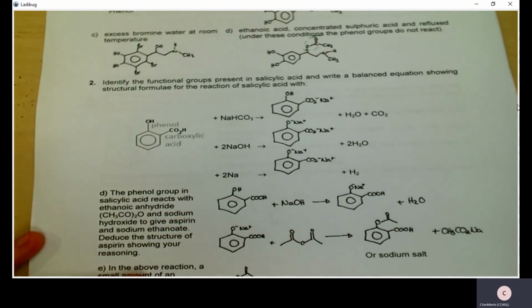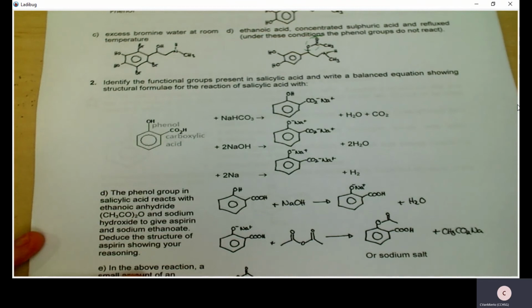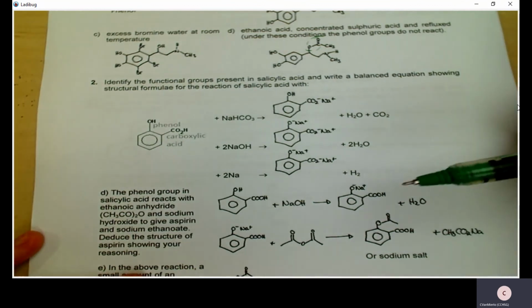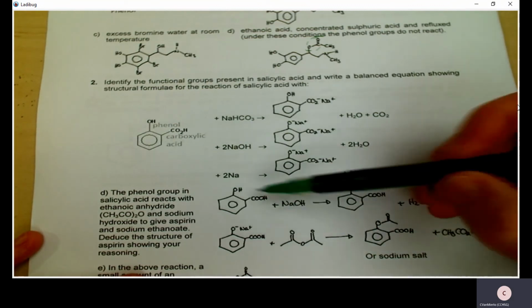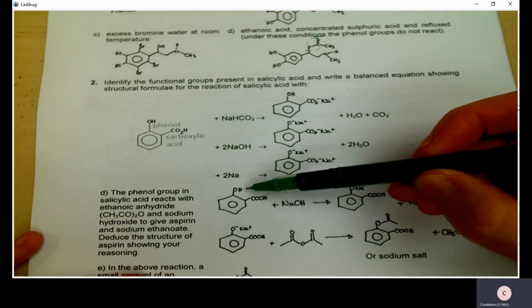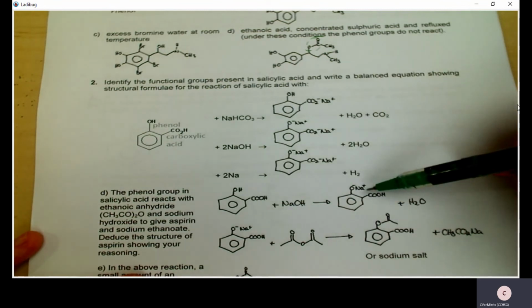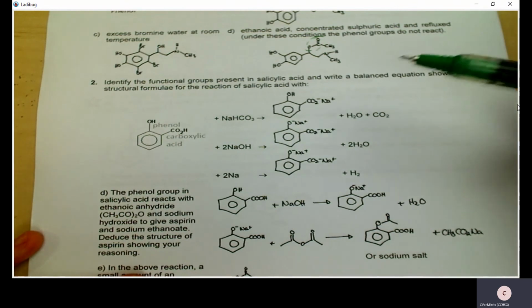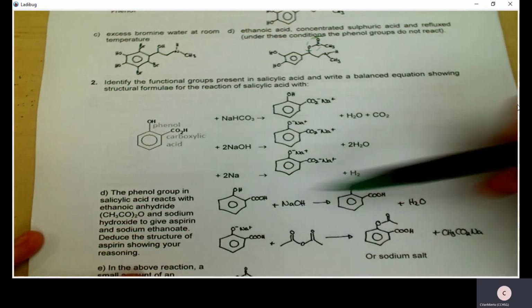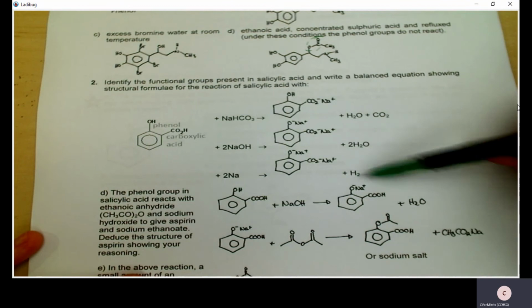In D, the phenol group in salicylic acid reacts with ethanoic anhydride and sodium hydroxide to give aspirin and sodium ethanoate. So we're going to deduce the structure of aspirin and show our reasoning. If we remember from the acid anhydride reactions, when we have our phenol, it's much more reactive when we turn it first into the phenoxide ion. It behaves as a better nucleophile then because the lone pair on the oxygen is much more available. So when reacted with sodium hydroxide, we'll turn it into this here.